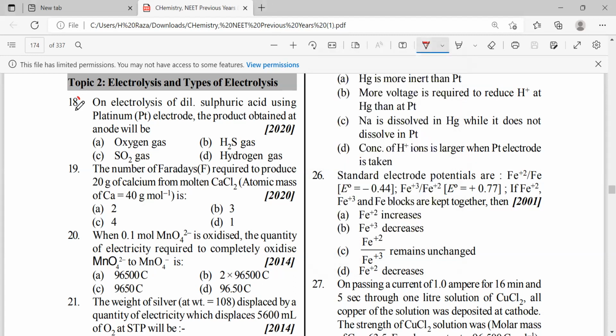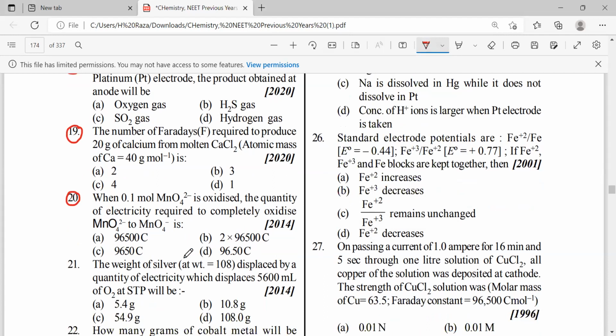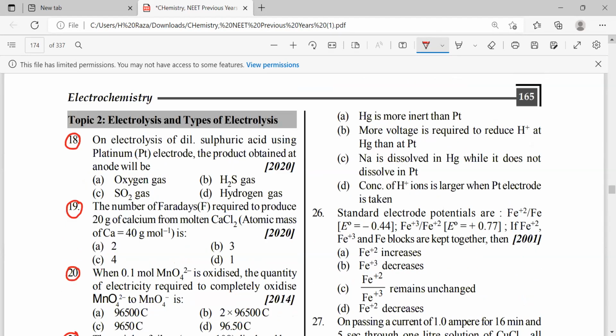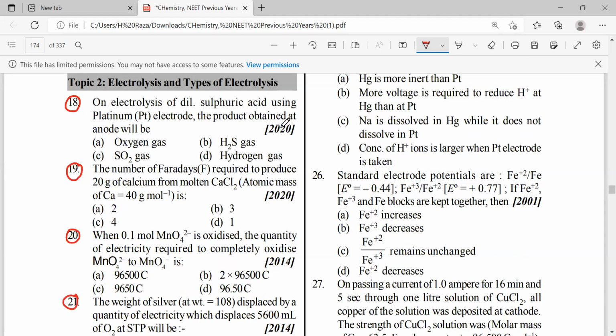So I'm going to give you question numbers 18, 19, 20, 21, and 22. Please start. I am here waiting for your reply. If you have any problem, let me know. You can take a screenshot or you can start solving the question. Okay.